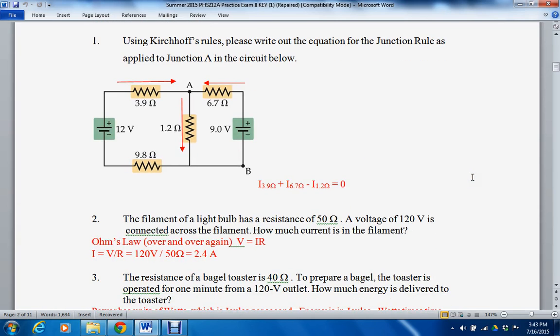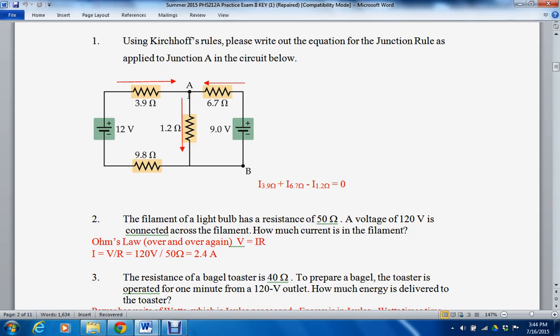So Kirchhoff's rules are the junction rule and the loop rule. The junction rule says that the sum of the currents flowing into and out of any junction in a circuit add up to 0. The current going into junction A is easily identified as the current traveling through the 3.9 ohm resistor, and we can assume it's traveling in this direction because we have the positive terminal of the 12 volt battery here. So it's a good guess for the direction.